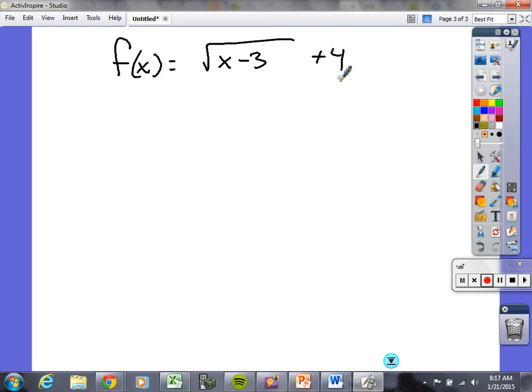First off, instead of that f of x, think about it as a y, correct? So what are we going to do? Once again, the definition is to flip the x's and y's around. So x equals the square root of y minus 3, plus 4. Anybody have a question on how I got that?